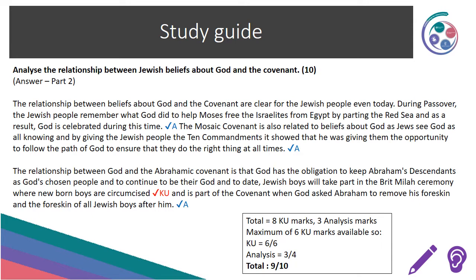So this person has said the relationship between beliefs about God and the covenant are clear for the Jewish people even today. During Passover, the Jewish people remember what God did to help Moses free the Israelites from Egypt by parting the Red Sea. As a result, God is celebrated during this time. So again, that's an analysis mark because you're showing the relationship between the two, and you're showing what Jewish people do because of that relationship. The Mosaic covenant is also related to beliefs about God, as Jews see God as all-knowing, and by giving the Jewish people the Ten Commandments, it shows that he was giving them the opportunity to follow the path of God to ensure that they do the right thing at all times. Again, you explain the relationship between the two. That's an analysis mark.